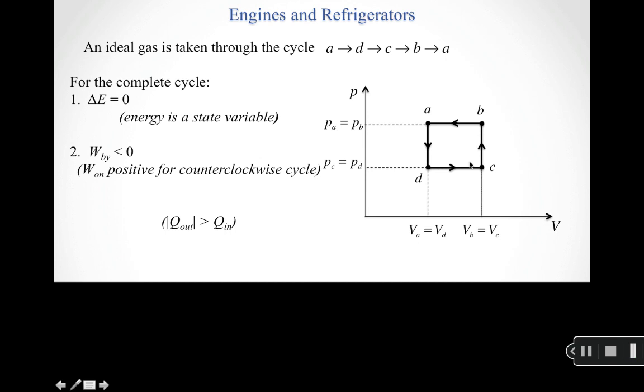To get my system to go through this cycle, I have to do more work on the system than what the system is going to do on its external surroundings. Last but not least, from the first law, I know that the net energy transferred into or out of my system as heat through this cycle has to be equal to the work done by my system over this entire cycle. So that also must be negative, which tells me I'm dumping out more energy as heat than what I take in.